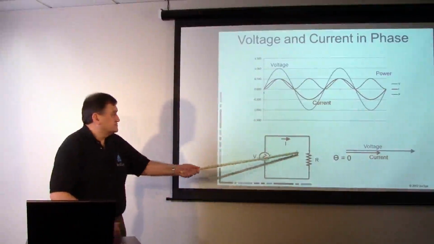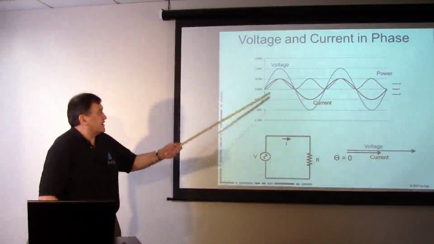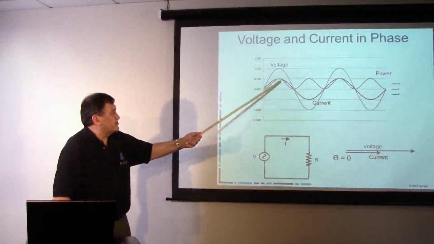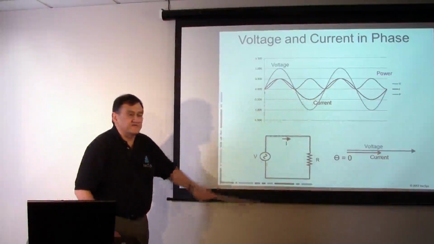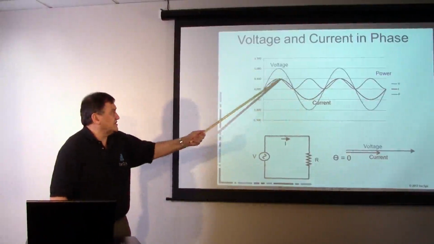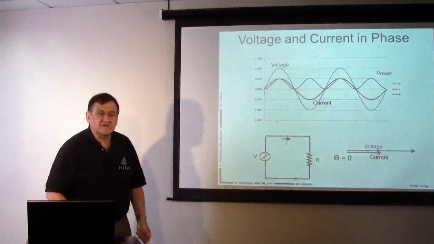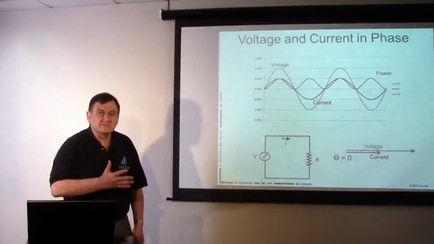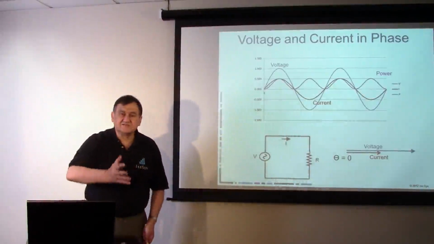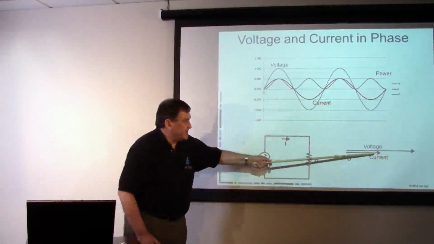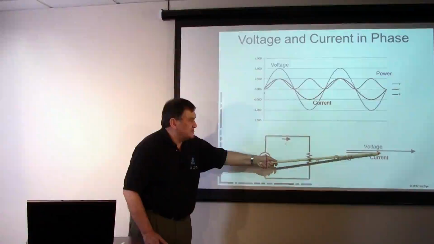Our current waveform, if we have a resistor, is that our current, which would be the red curve, goes up and down perfectly in sync with our voltage waveform, peaking at the same time, crossing zero at the same time. Again, we call that totally in phase. We show that in a vector sense by saying that there's no phase angle difference between the voltage and the current.